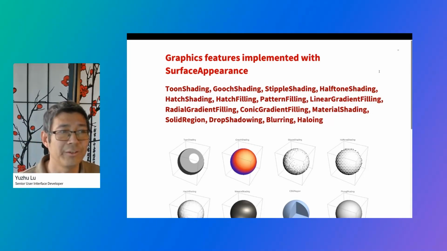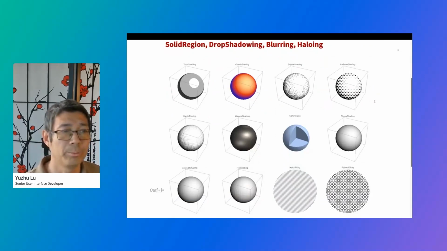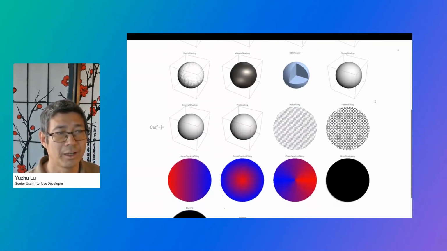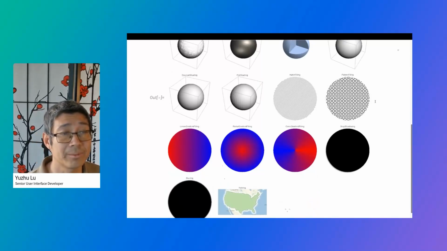All the shadings, fillings, the CSG region, drop shadowing, blurring, and haloing are all built on top of SurfaceAppearance. This gives you a rough idea that it is flexible and powerful enough to do something interesting.